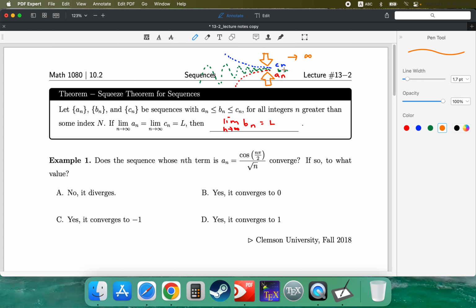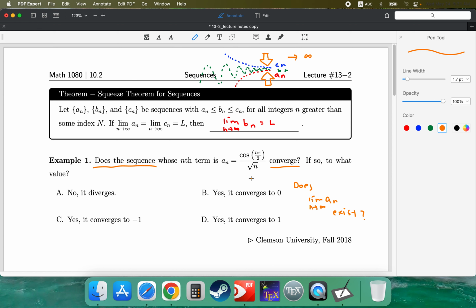So let's take a look at example 1. Does the sequence converge? Last time we talked about this. Whenever you see this sentence, it means: does the limit of a sub n as n goes to infinity exist? So we will need to find the limit of cosine of n pi over 2 over the square root of n.